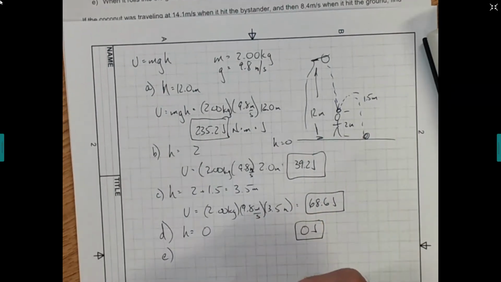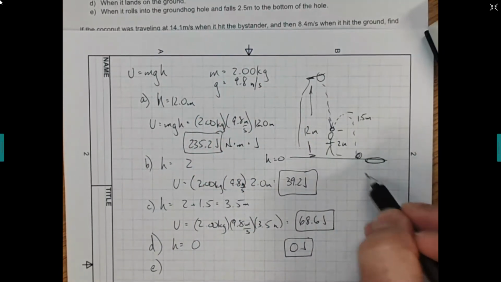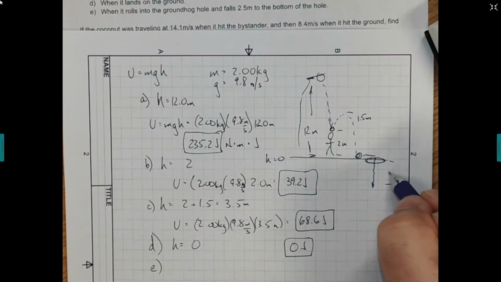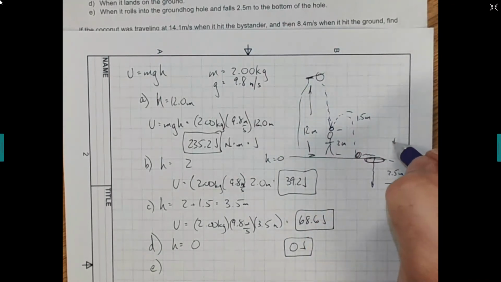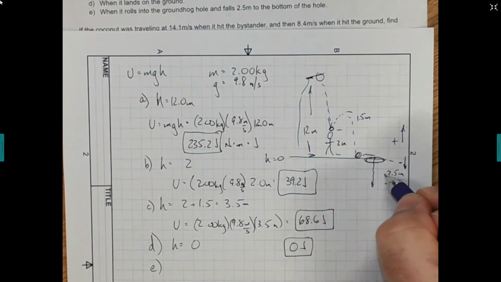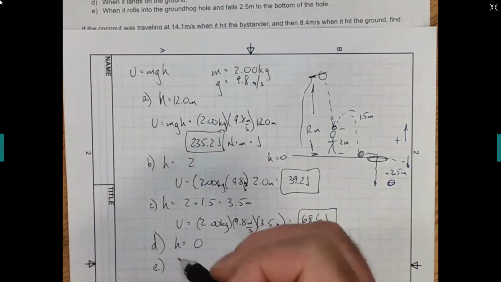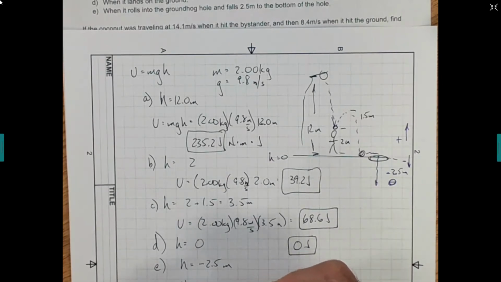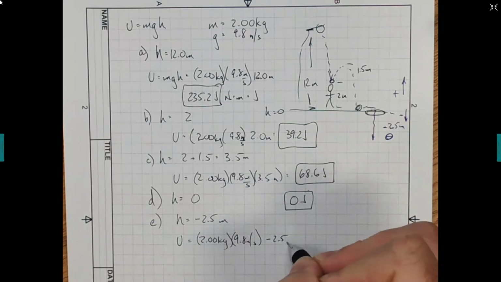And then the last question, E. It says when it rolls into the groundhog hole and falls 2.5 meters to the bottom of the hole. Oh, okay, so apparently we have a hole sitting over here that it's going to roll into. It's going to roll along here, and it's going to fall down here. We have 2.5 meters, but we're going down. If this is my x equals 0, so these are positive y's, positive going this way, negative going that way. So it's really negative 2.5 meters because I fell down into this hole. My coconut's sitting down here at the bottom, so my height is equal to negative 2.5 meters. So now my potential energy is equal to the m, the 2.00 kilograms, times the 9.8 meters per second squared, times negative 2.5 meters.